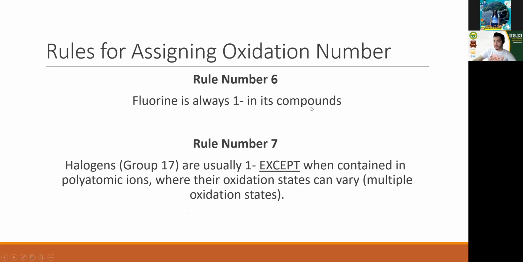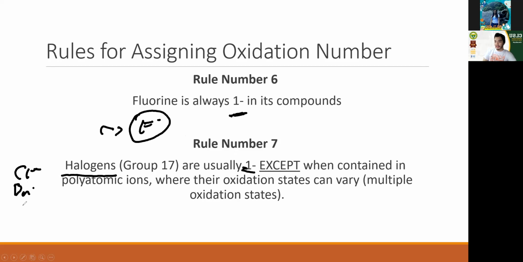So next is rule number 6. Fluorine is always -1. So yan, tandaan. Si fluorine ay palagi -1. So F negative, walang exception. And then, rule number 7, halogens, syempre, are usually -1. So that is, you have your Cl negative. Syempre, halogen din itong si fluorine. Cl negative, you have Br negative, I negative. Sabihin natin pati si astatine, negative.